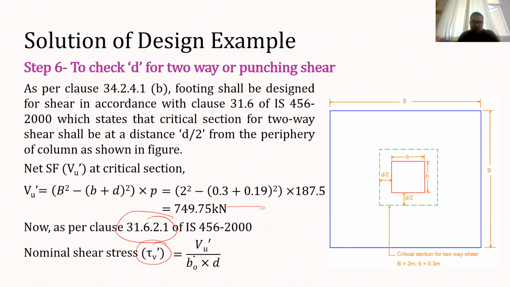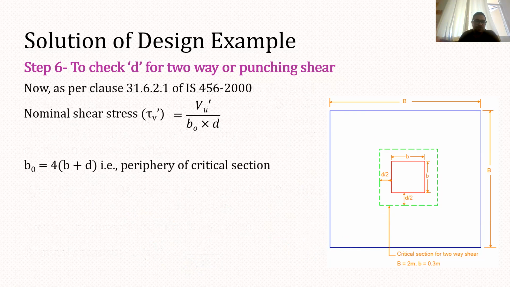Now here, what is the meaning of this B naught? B naught is actually the length of the critical section. Here we have the length of the critical section in the form of a square, so the length will be like this, plus this, plus this, plus this, which means the perimeter of this square. So B naught will be 4 into (B plus D), which is the length of the periphery.